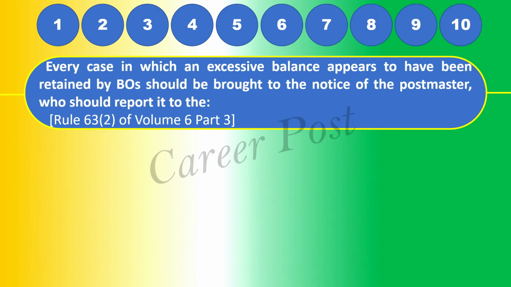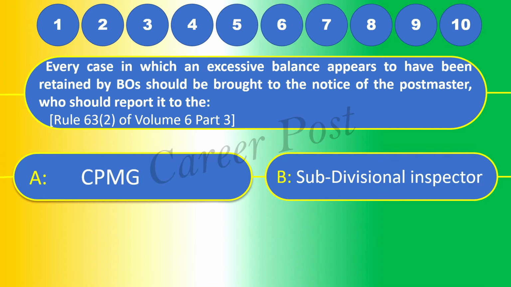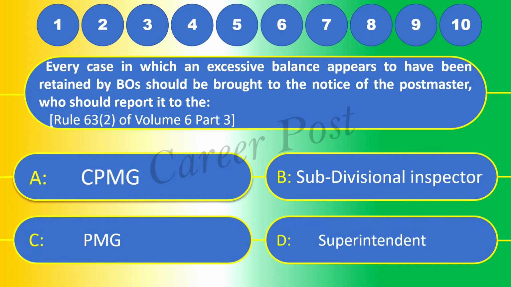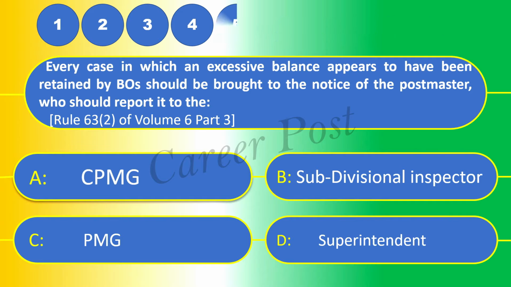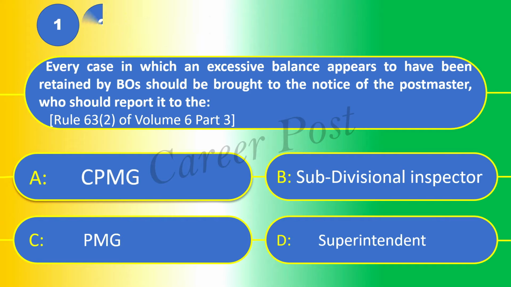Next question. Every case in which an excessive balance appears to have been retained by BOs should be brought to the notice of postmaster. Who should report it to? Rule 63.2 of Volume 6 Part 3. A. CPMG. B. Subdivisional Inspector. C. PMG. D. Superintendent of Post Offices. Your time starts now. That means whenever a BO retains excess cash balance, that should be brought to the notice of postmaster, and the postmaster in turn has to report to whom? That is the question. The answer is it should be reported to the subdivisional inspector.